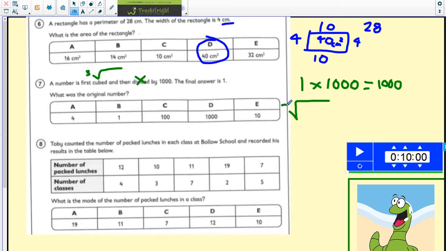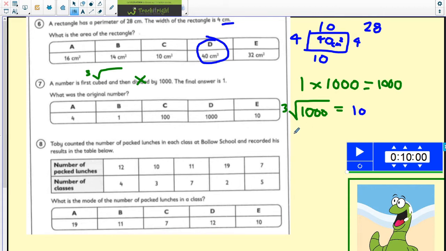Cube rooting is a bit more complicated. You have to ask yourself, what number times by itself 3 times will equal it? Slightly easier because it's 1,000, so it has to be the same number 3 times, and the only answer that does that is 10 times 10 times 10 gives us 1,000. So the answer is 10. So the cube root of 1,000 is 10.